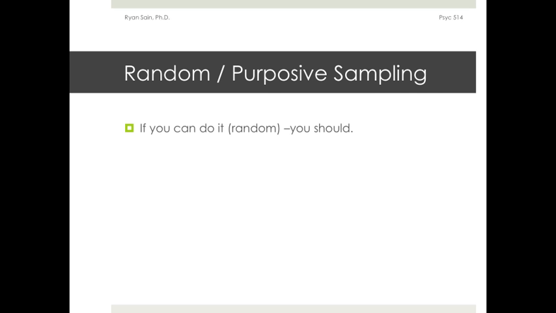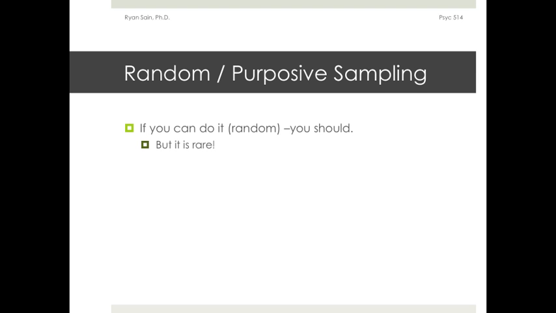All right, how do we address some of this external validity stuff? Well, right off the bat, random sampling and purposive sampling are the ways we deal with this. If you can do real, true random sampling, like stratified random sampling or simple random sampling, you should, but it's not that common. Your book talked about that. We talked about that in the last lecture.